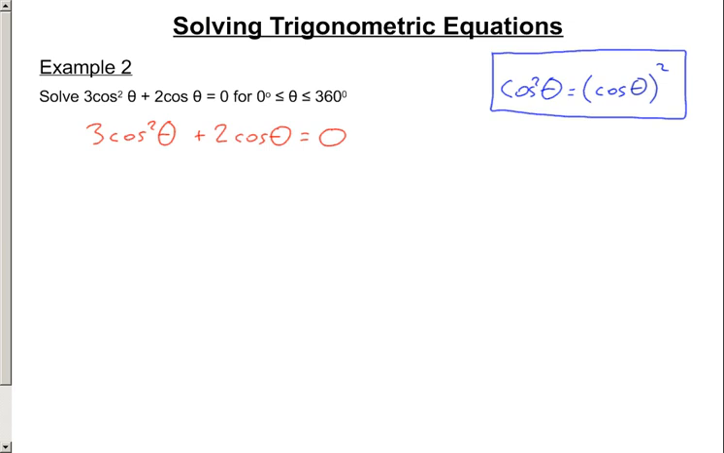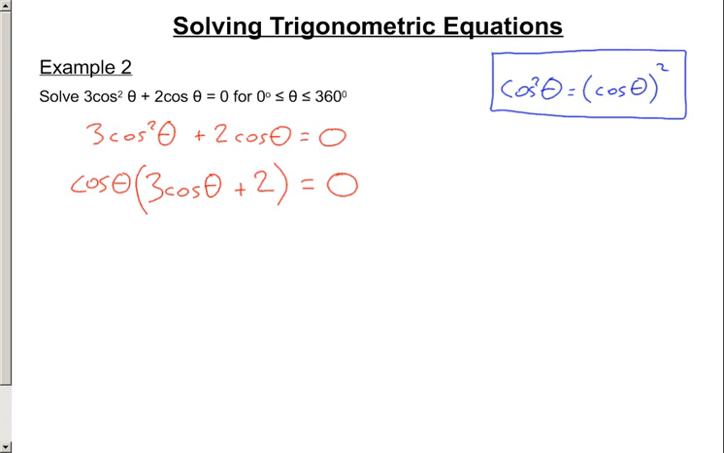What we can actually see here is both terms have cos thetas in them. What that means is we can factorize out a cos theta, which leaves us with 3 cos theta here, because cos theta times cos theta is cos squared theta, and it leaves us with a 2 at the end.